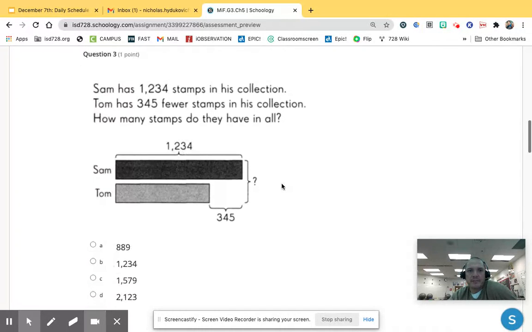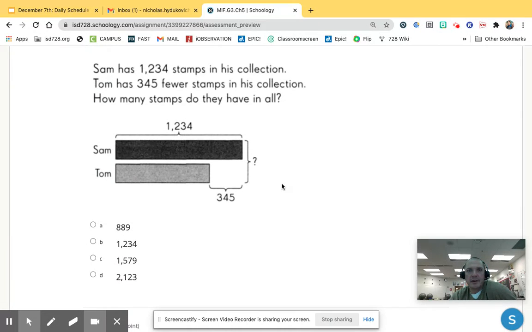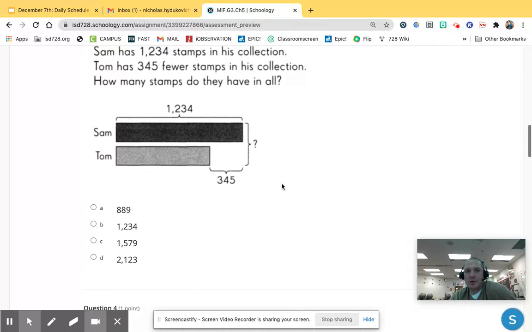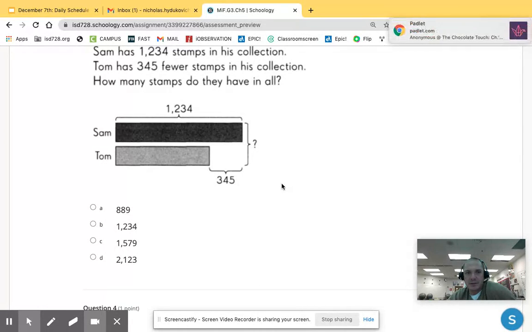Number 3, Sam has 1,234 stamps in his collection. Tom has 345 fewer stamps in his collection. How many stamps do they have in all? Kids, this is a 2-part question, so you need to solve it on your paper. If you do only one of the parts, then you will not get the answer correct. So just like we've practiced, this one has a part A and a part B. Make sure you find both parts and do your best to solve them.